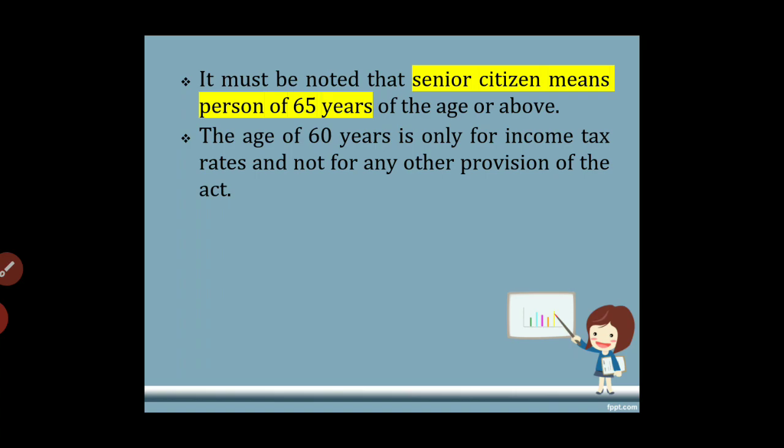When you pay tax to the government as per the current IT slabs, senior citizen means above 60 years and super senior citizen means above 80 years. But this 60 years limit applies only when you pay income tax to the government, and in any other provisions of the IT Act, like here, right?